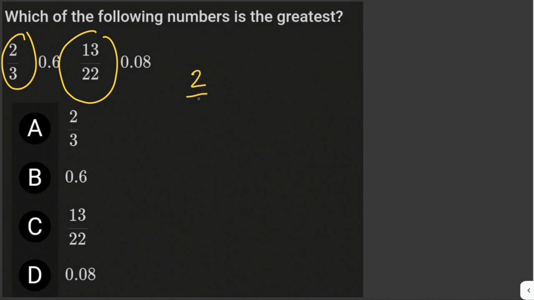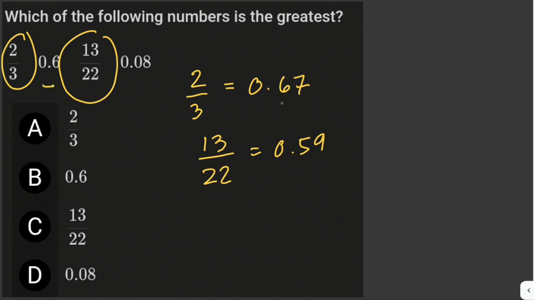So 2/3, or 2 divided by 3, is just equal to 0.67, and then 13/22 is just equal to 0.59. So therefore, the greatest here, if we're going to compare, we have 0.67, 0.6, 0.59, and 0.08. So the greatest is 2/3. So our answer is letter A.